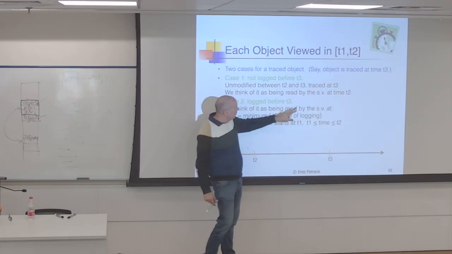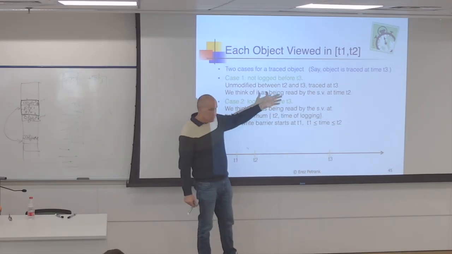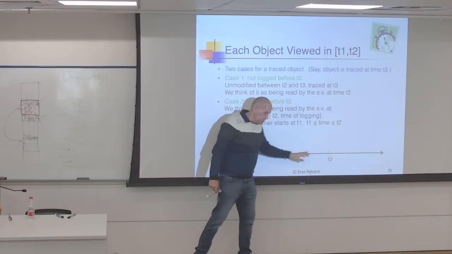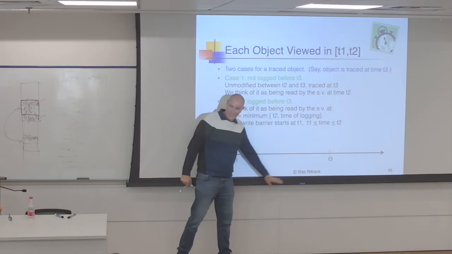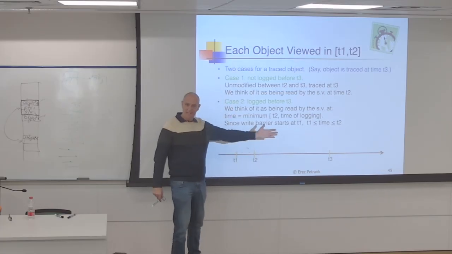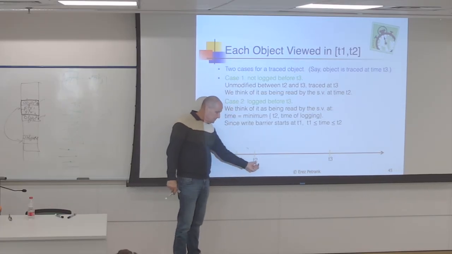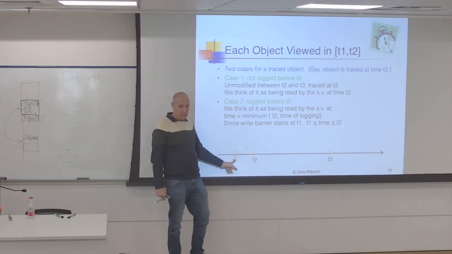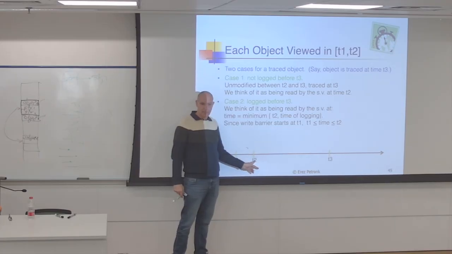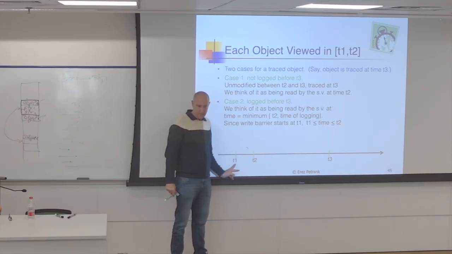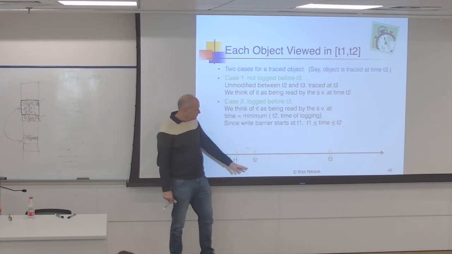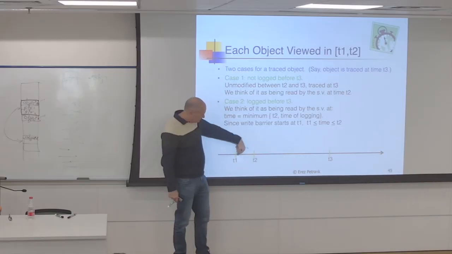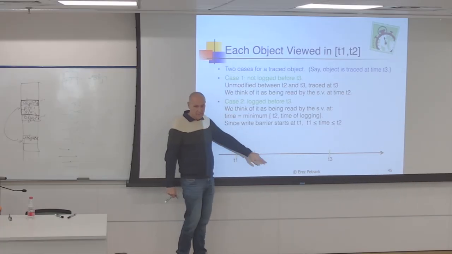One is that this object that I'm tracing, call it A, I'm tracing at this time. This is the time axis, and I have T1 and T2 as I defined them: before I start any write barrier, and after I start all write barriers and scan all roots. This is T1 and T2. And now I want to show you that when I look at an object here, I will see a view that's in between these points. So there are two options.